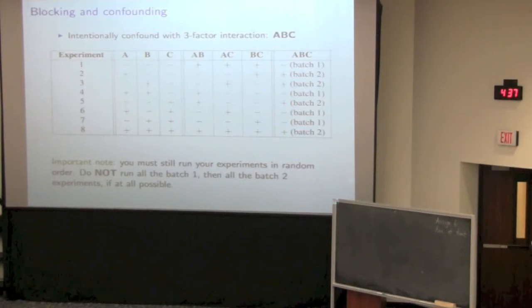Now conversely, let's say you went into this experiment knowing that the AB interaction is never important, or there's no physical way that AB could interact. You could have assigned the batch allocation to that AB column. That would be perfectly acceptable, leaving the ABC column available to be estimated. So the choice of ABC to assign the batch is purely one based on our intuition that three-factor interactions are not significant.